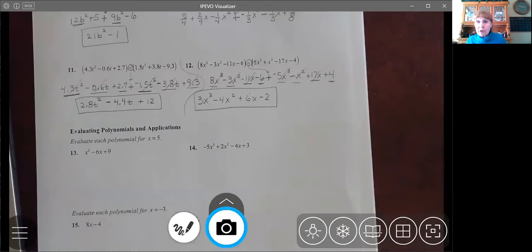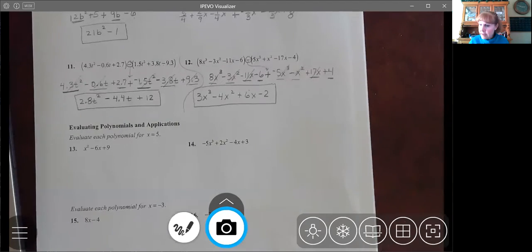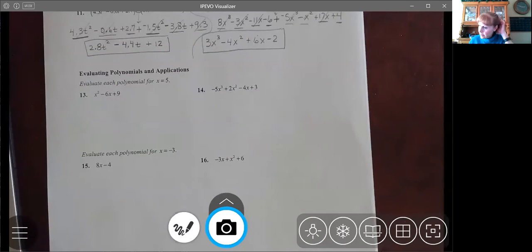All right, so there's your subtraction. So now we've done addition and subtraction. It's not really too bad. What we're going to look at now is learning how to evaluate these, and just maybe some hints on how to keep from making a mistake.